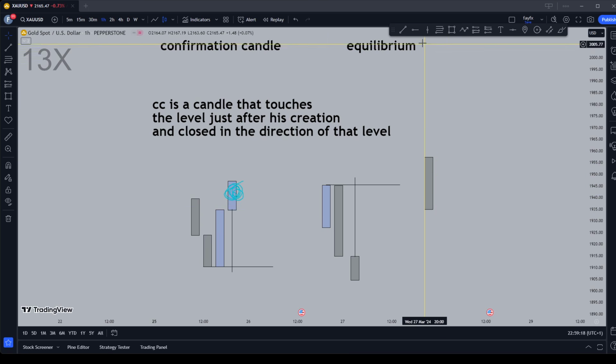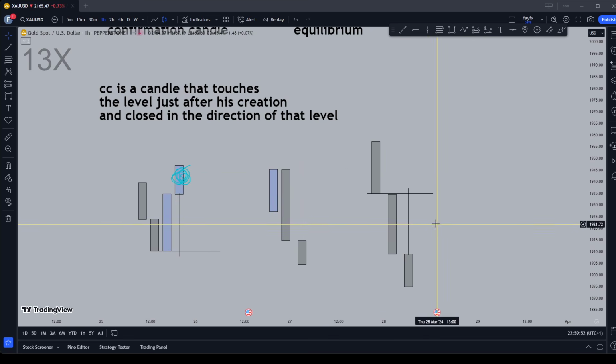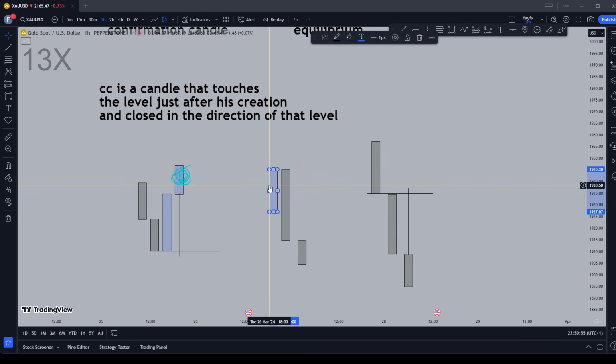Let's say we have a bearish gap. It is a bearish gap. Right after the creation of the gap, this candle should go up, touch the level, and continue its direction. This is for a bearish gap. Let's see an example for a bullish gap.